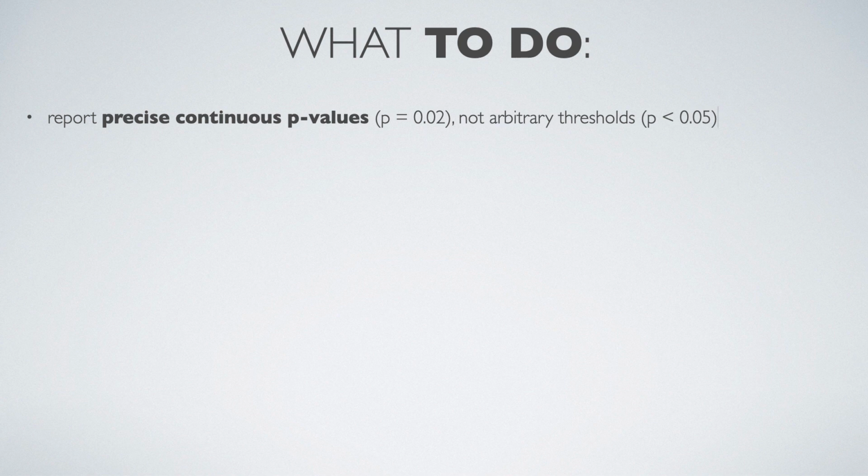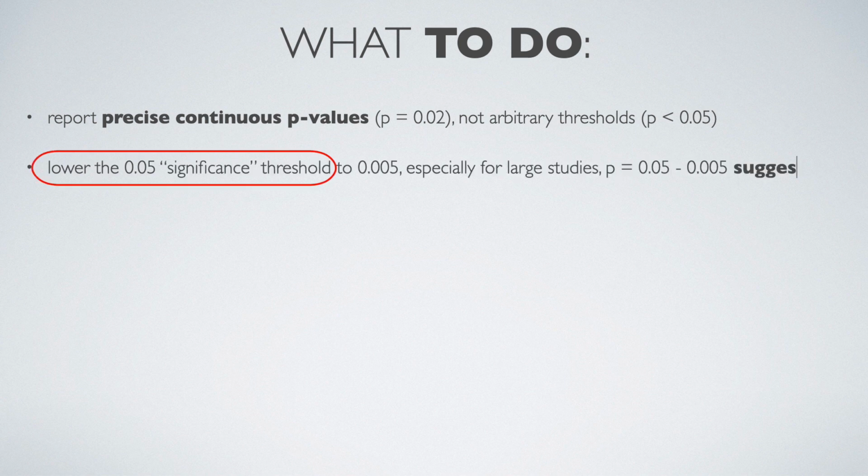Report precise continuous p-values without reference to arbitrary thresholds. For example, p is equal to 0.02 rather than p is below 0.05. Lower the 0.05 significance threshold for claims of novel discoveries to a 0.005 threshold, especially for large studies, and refer to p-values between 0.05 and 0.005 as suggestive.